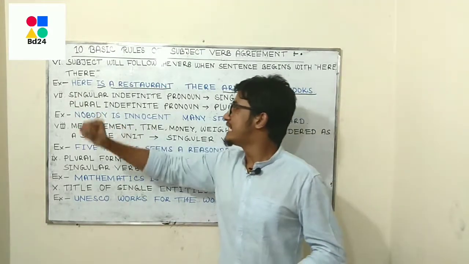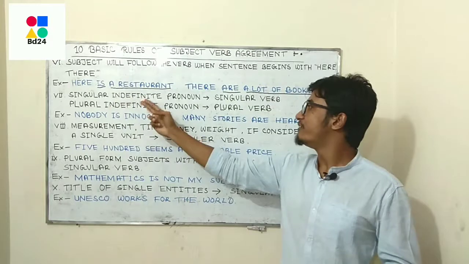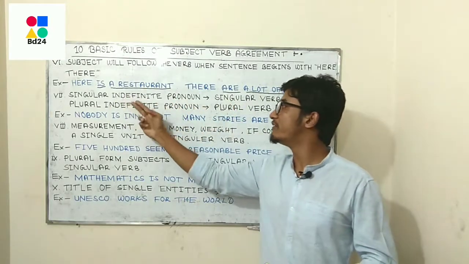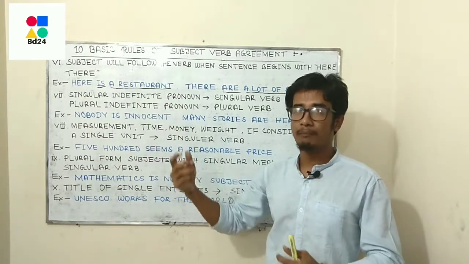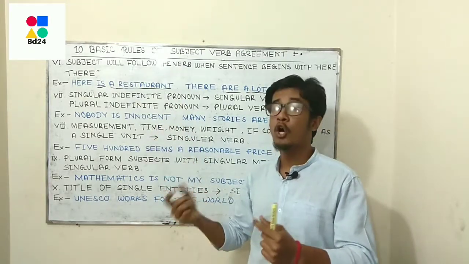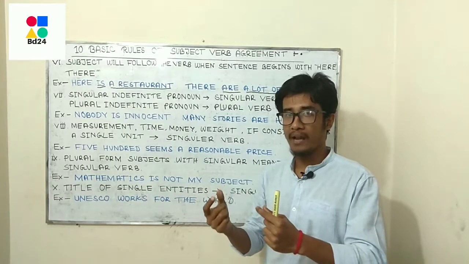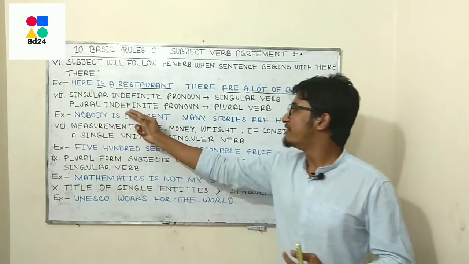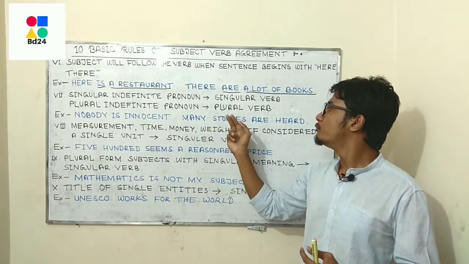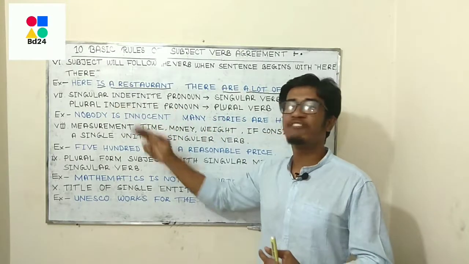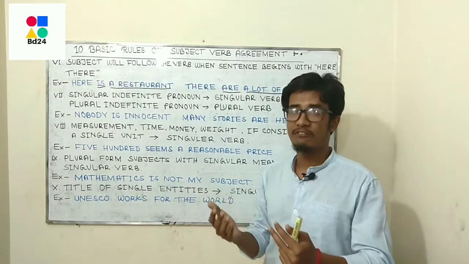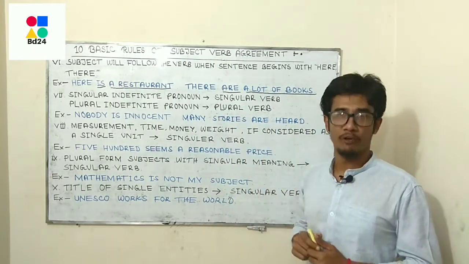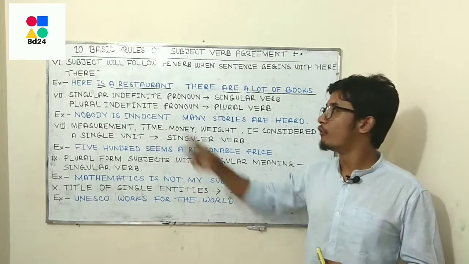The rule number 7 says that singular indefinite pronouns, they take singular verb. Singular indefinite pronouns. For example, either, neither, or, nor, one, nobody, somebody, etc. And plural indefinite pronouns, they will take plural verb. So the plural indefinite pronouns, for example, several, few, both, many, etc., they will take plural verbs. So I have written 2 examples from both of them.